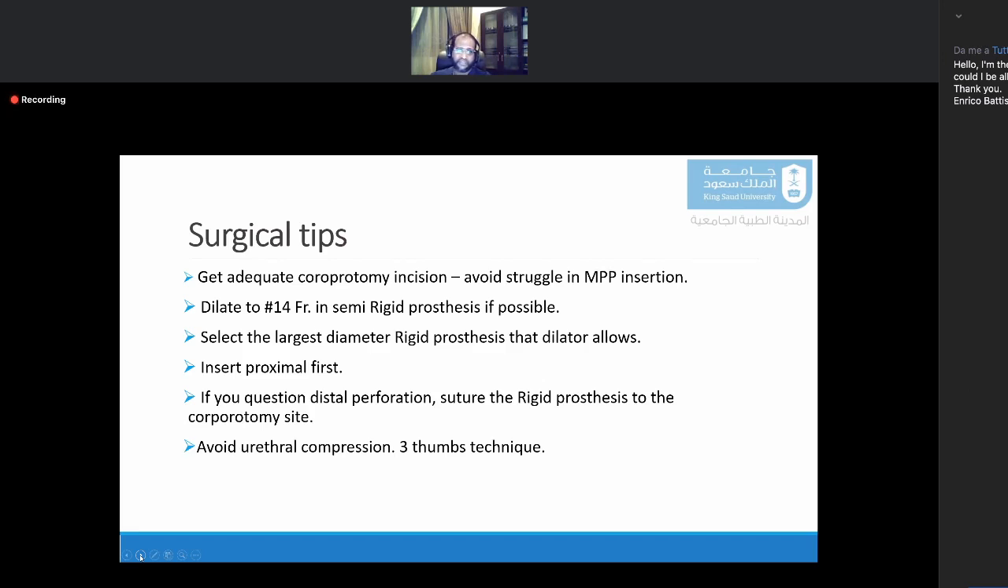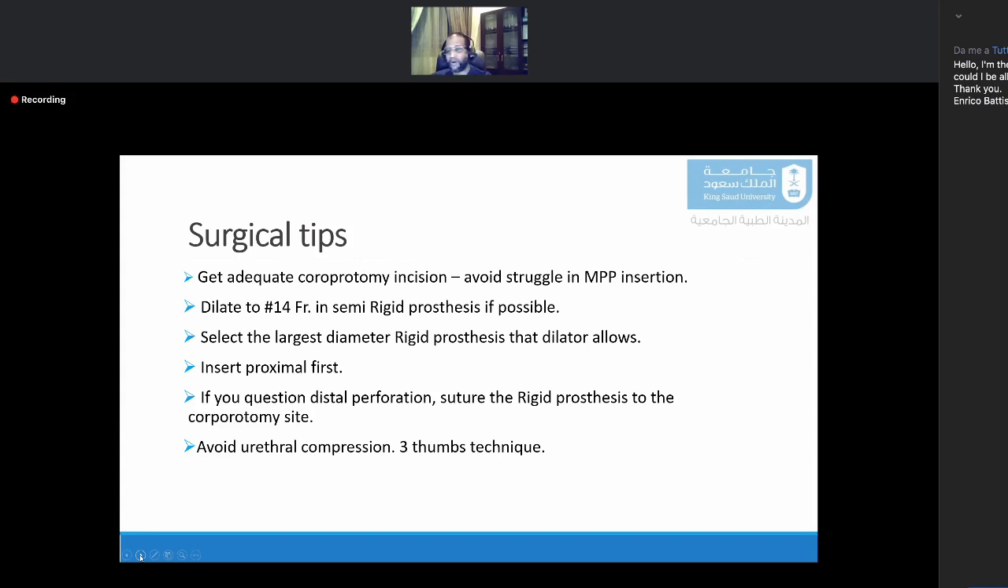Next slide. These are some surgical tips when it comes to inserting malleable prostheses. As I said, make an adequate corporotomy incision to avoid struggling when inserting the rods. If it's possible to dilate to the maximum size, which is number 14, this is best for patient acceptance, but try not to force it too much. Select the largest possible rod, and it is my practice not to oversize the rod. Usually I use 1 centimeter less than the intracorporeal length. As I said before, we insert the proximal part before the distal. And if you have any concern about distal perforation, you have the liberty of suturing the rigid prosthesis to the corporotomy side.